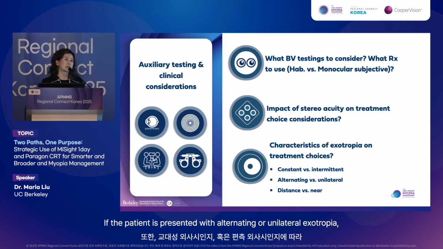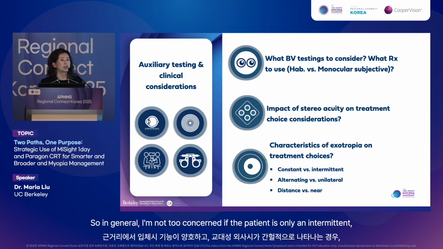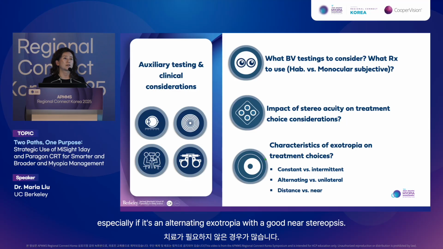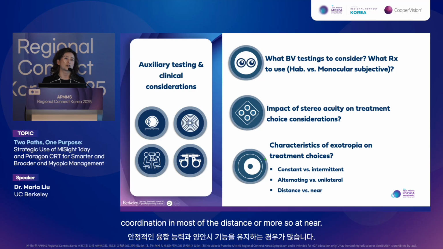If the patient is presented with alternating or unilateral exotropia, obviously the impact on their BV status is also different. So in general, I'm not too concerned if the patient is only intermittent, especially if it's an alternating exotropia with a good near stereopsis. We know in those cases, patients are able to fuse and maintain pretty precise binocular coordination in most of the distance or more so at near.